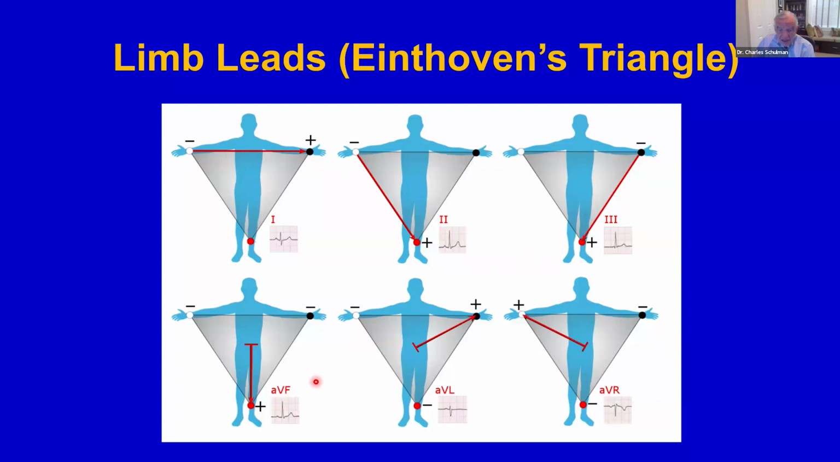And the AVR, AVL, AVF are what are called unipolar leads. So the reference electrode is sort of in the center of the body. Toward the foot is AVF, toward the left arm is AVL, toward the right arm is AVR.